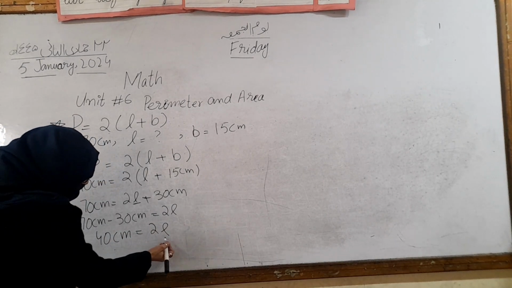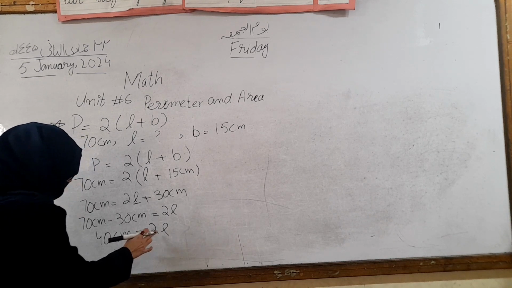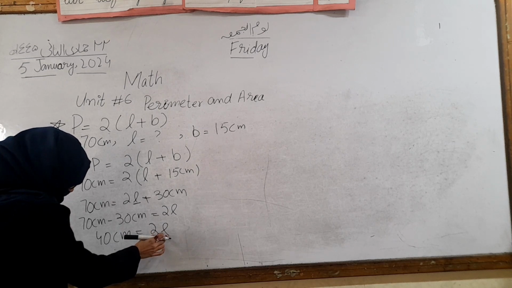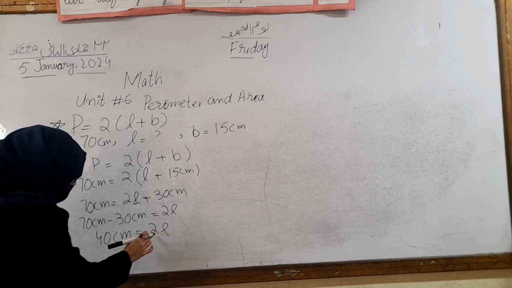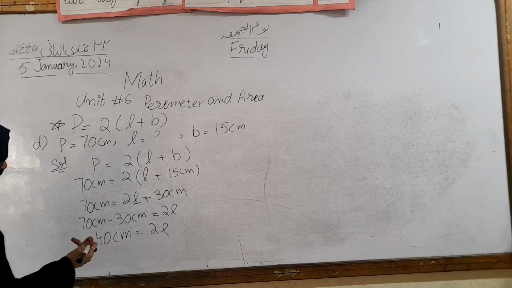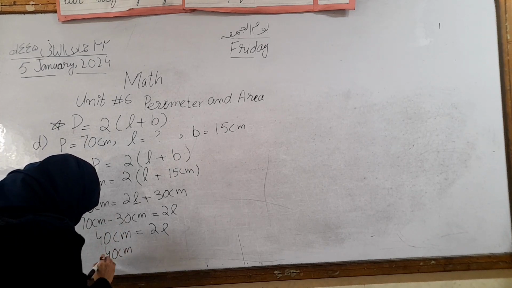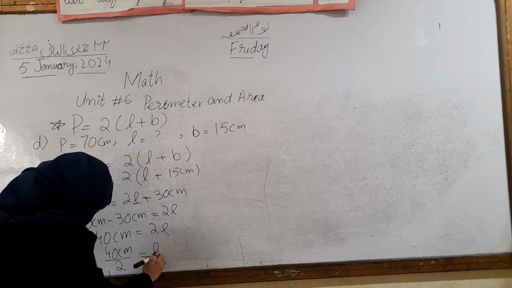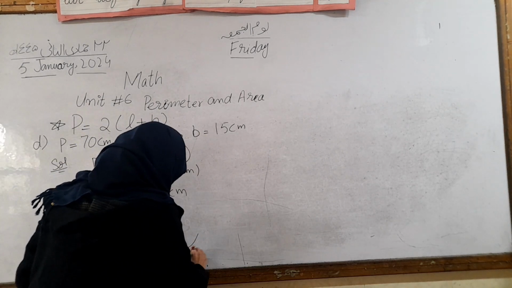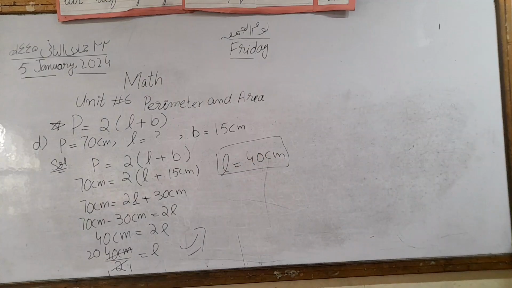Now L is a variable and 2 is the coefficient. When a variable and coefficient are multiplied, then when we take 2 to the other side, it gets divided, and you will get the value of length. We have 40 centimeter divided by 2 is equal to L. 2 ones are 2, 2 20s are 40, and the value of length is 20 centimeter.